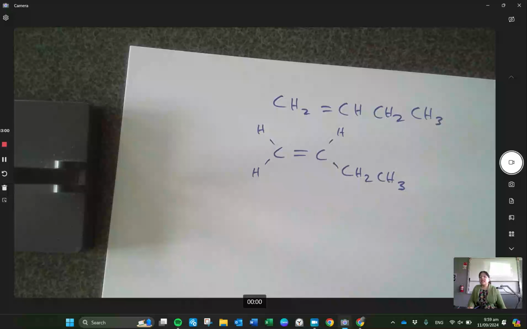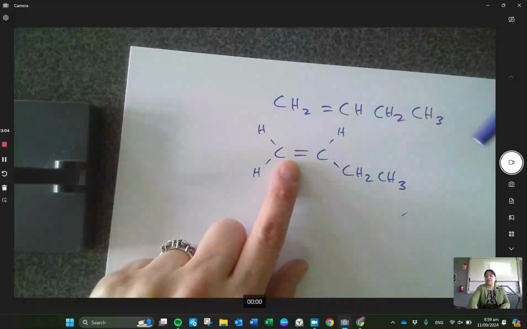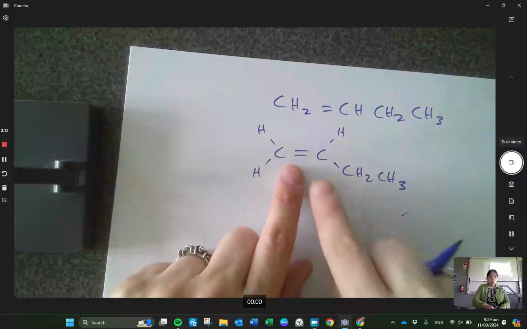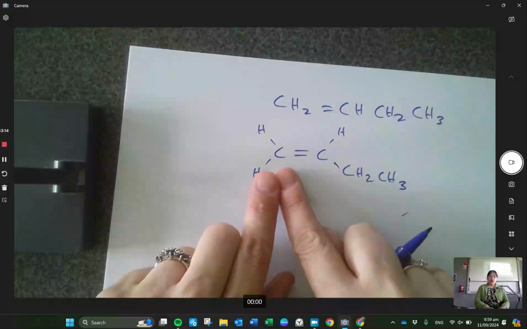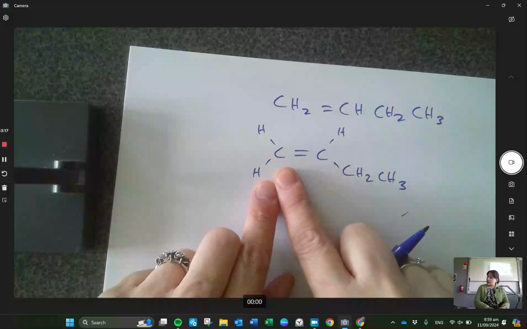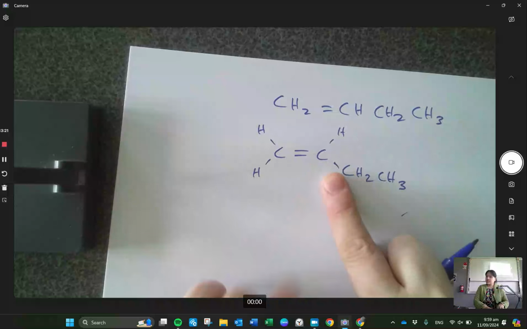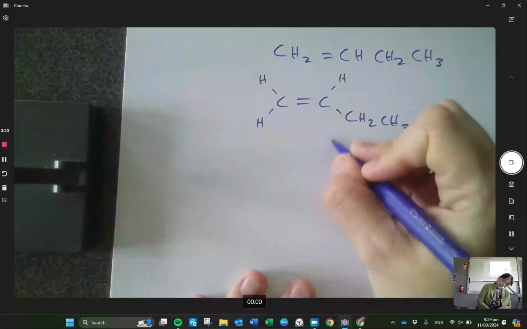Okay, so in this case, we're talking about an addition reaction. So we're going to break this double bond here, and we're going to add to it. I just need to check what it is. It says we're using hydrogen bromide. So hydrogen and a bromine. So when I break this double bond, carbon number 1 can either get another hydrogen or a bromine. Carbon number 2 can either get a hydrogen or a bromine. So that's when we're going to have to use Markovnikov's rule.